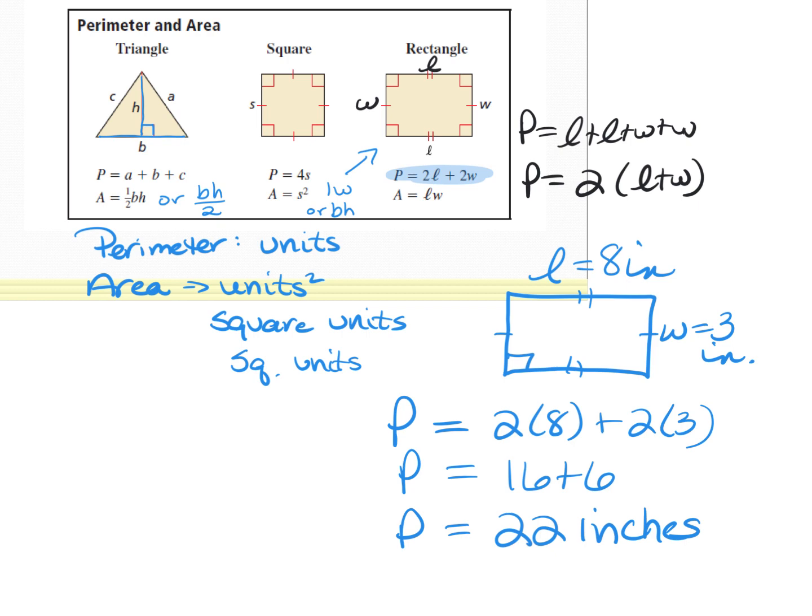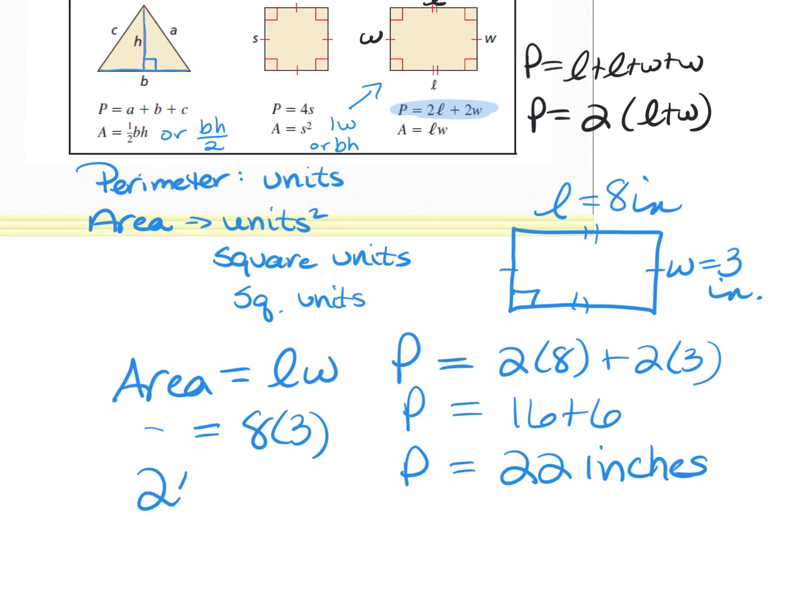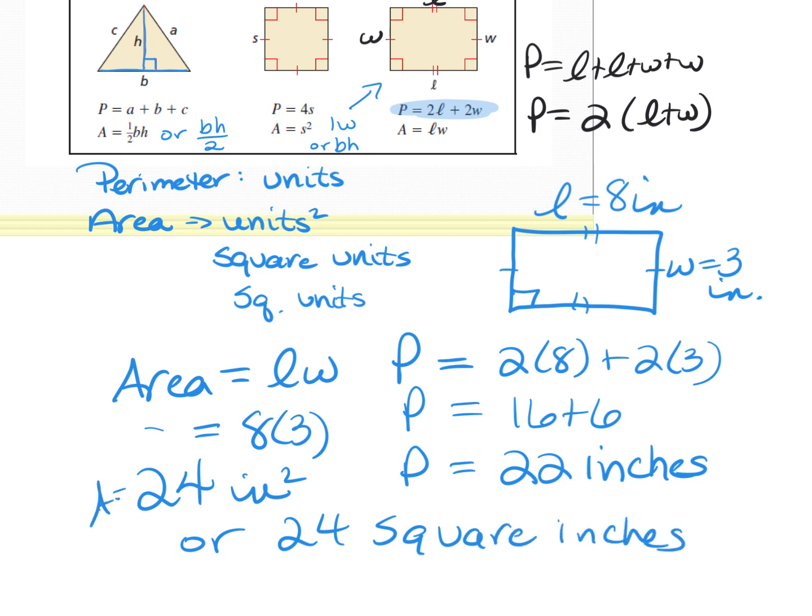Now, if it were the same picture and they said area is length times width, so all we have to do is 8 times 3, and the area answer is going to be 24 inches squared, or you can spell it out, 24 square inches. And this would be for the area. But we're actually going to be graphing them and have to find the lengths of the side by either using the distance formula or counting the squares in our coordinate plane.